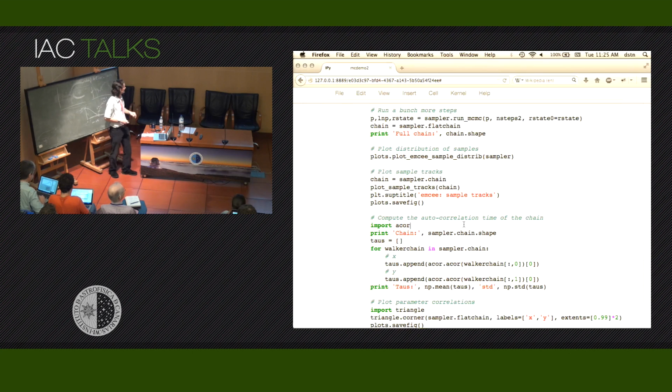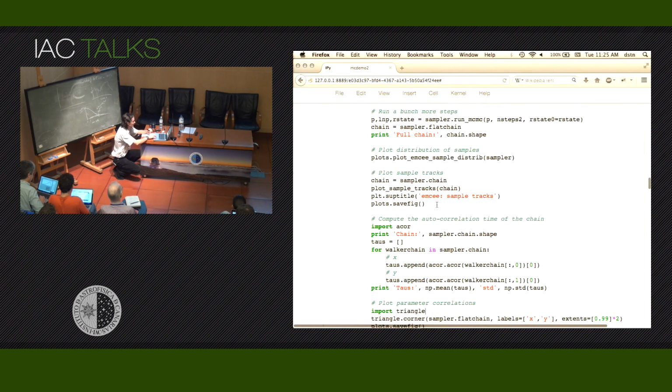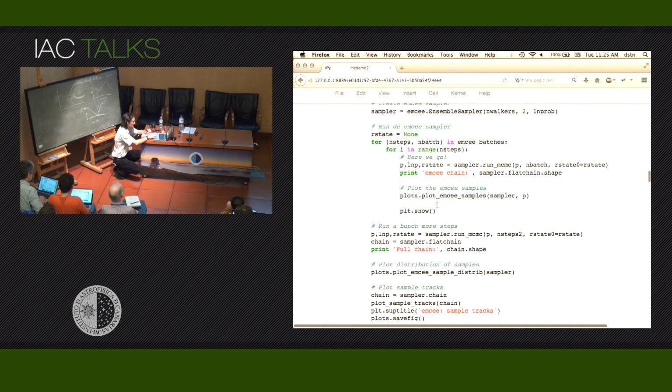All right, we're nearly at the end, I promise. I wanted to just mention one other handy thing, which is another module by the same author, Daniel Foreman-Mackey, called triangle, and it makes these kinds of plots that I'll show you in a second in a very easy way. Oh yeah, one other thing that I mentioned at the beginning was that it's easy to multi-thread this thing.